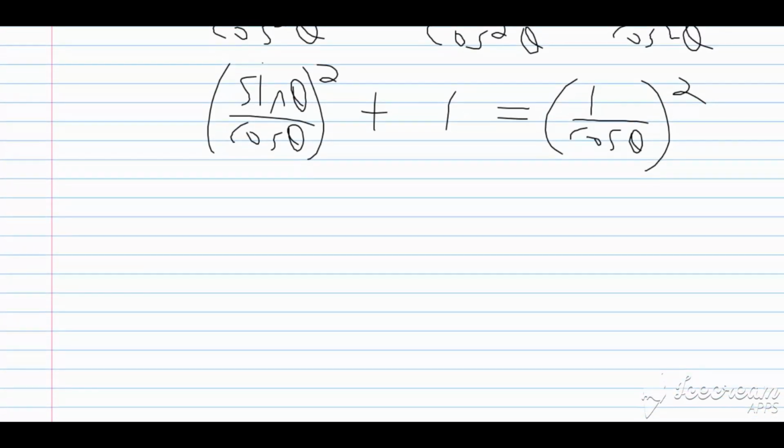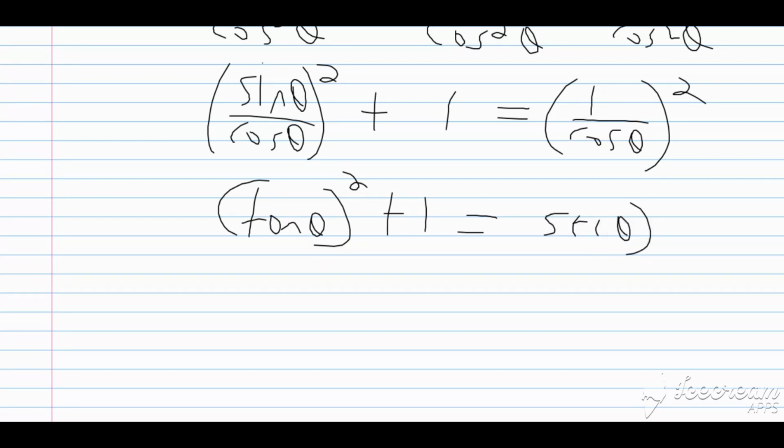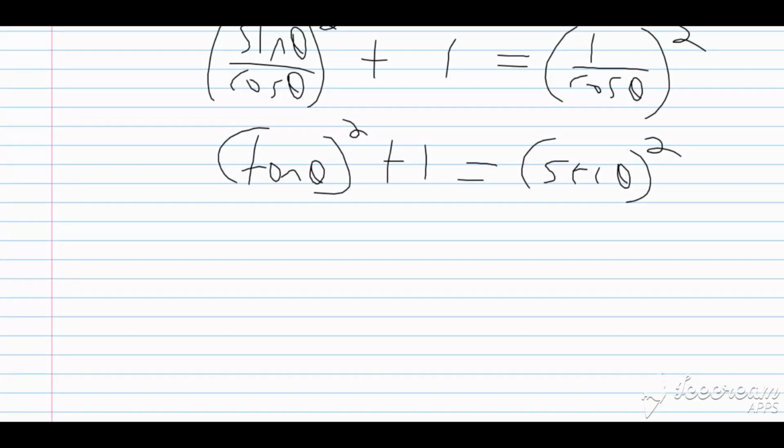Now when I look at this, I realize that there are some familiar things happening because sine over cosine, we had proven that to be tan. So I'm going to have tan theta squared plus 1 equal 1 over cosine is secant. So I have a secant of theta squared. So let us simplify this. So this is going to give me tan squared theta plus 1 is equal to the secant squared of theta.